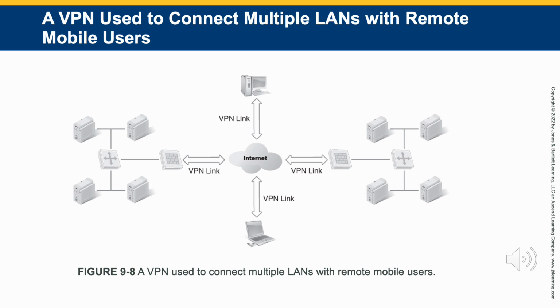A VPN used to connect multiple LANs with remote mobile users. Same kind of concept as the previous slide. We have two corporate networks, two disparate locations. We have remote users that need to talk to each side. They connect through the internet and get dropped off at the firewall, and they can traverse either network, depending on which side they need to go to, seamlessly.